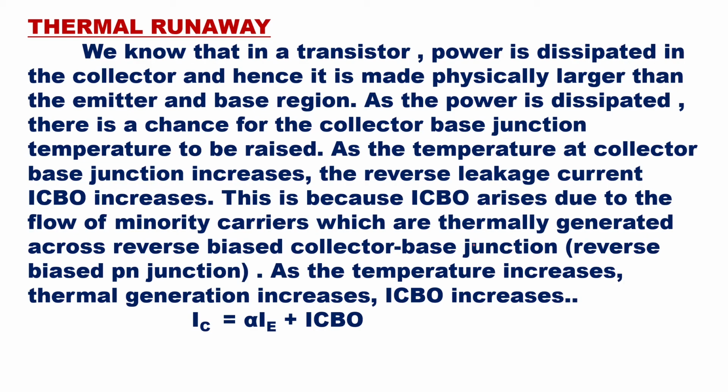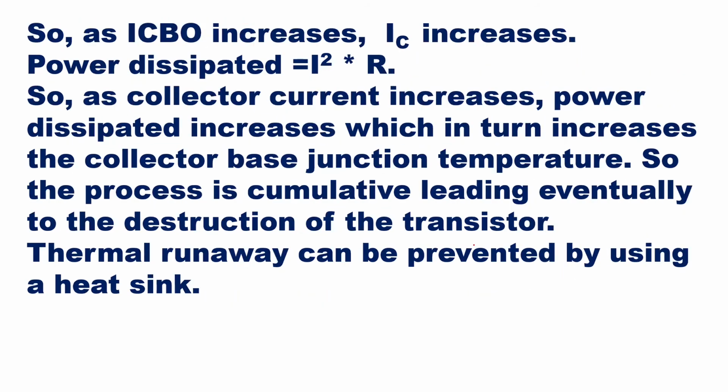So this cumulative effect goes on. As ICBO increases, the collector current IC increases, and the power dissipated, I square R, will also increase. As collector current increases, power dissipated increases, which in turn increases the collector base junction temperature. So the process is cumulative, eventually leading to the destruction of the transistor. Thermal runaway can be prevented by using a heat sink.